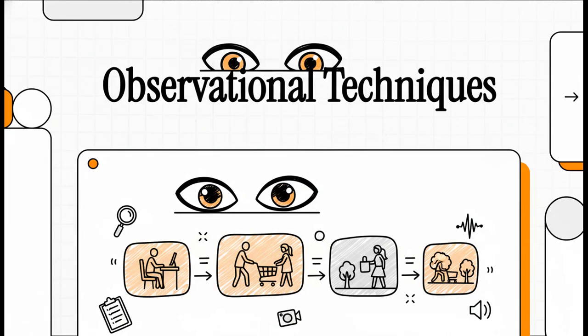Have you ever wondered how psychologists figure out what we actually do in our daily lives, not just what we say we do on a survey? Well, today, we're diving into one of their most powerful tools, the art of observation. It's all about watching human behavior as it happens, right out there in the real world.